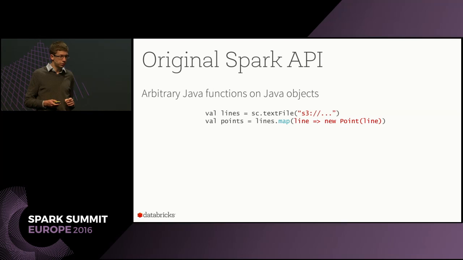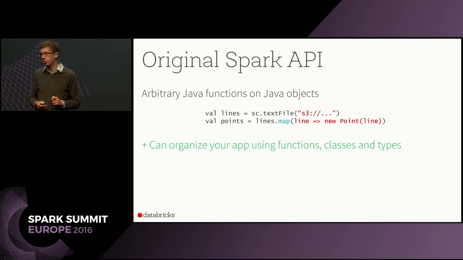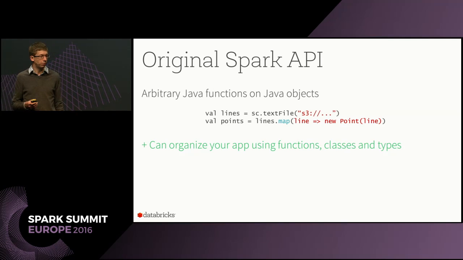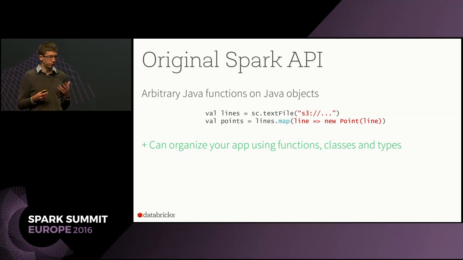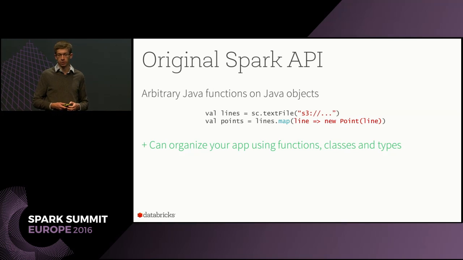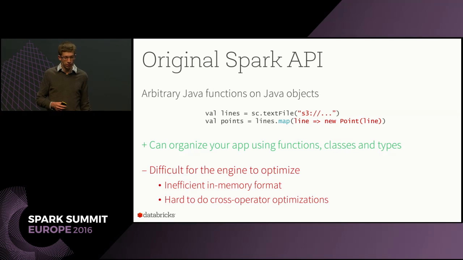Now, this API has some pros and cons. So the biggest benefit, the reason I think people really jump to this, is because it lets you build complex applications. You can organize your application using functions, classes, and types into a large program, and you get all these abstractions that are in programming languages when structuring your big data pipeline. But there are also some disadvantages.